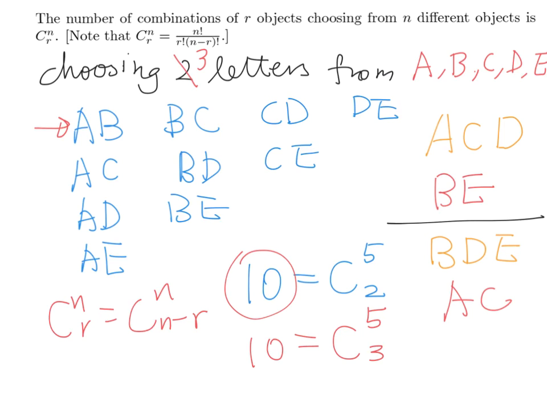In general, the number of combinations of r objects chosen from n different objects is nCr.